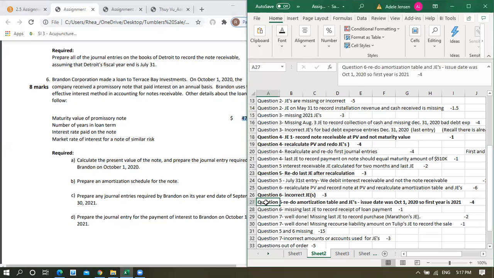So you may have had incorrect journal entries. You may need to redo that amortization table, etc. So you can read through those.